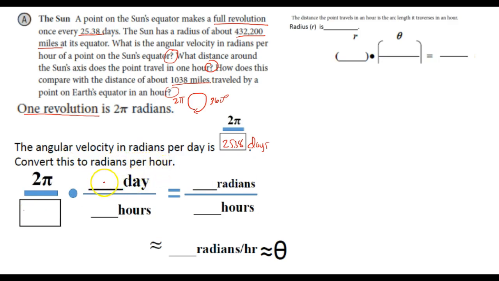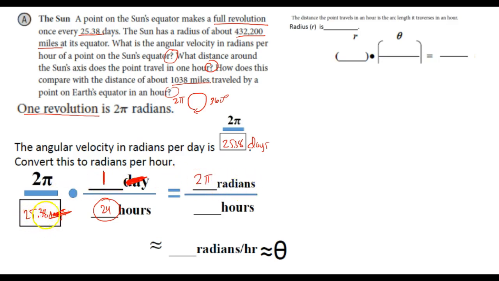So that's again 25.38 days. Well, how many hours are in 1 day? 24, right? So notice that days is going to cancel out, because just like in math, variables cancel out. Hey, words can cancel out too. And I'm left with 2 pi, or 2 pi radians, times 1, which is 2 pi radians.